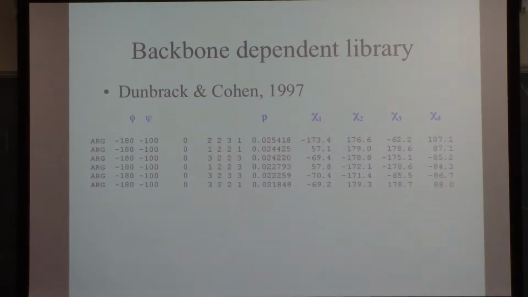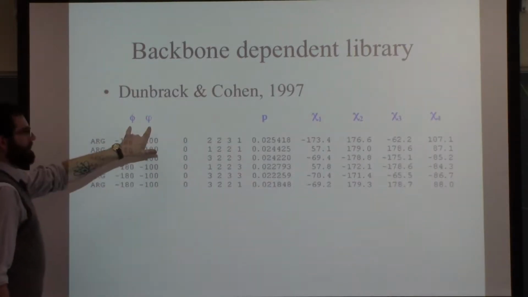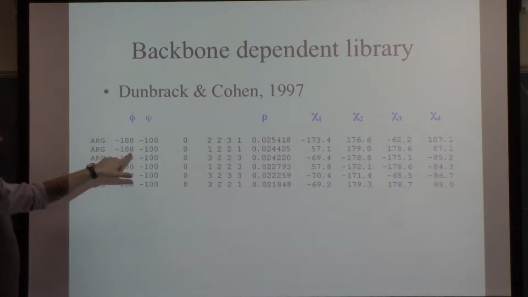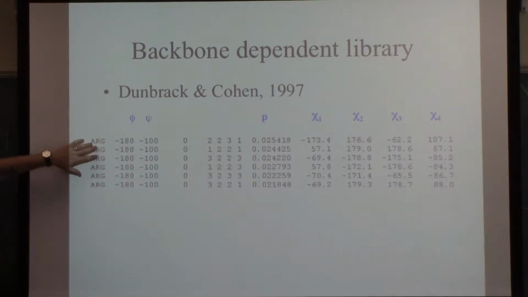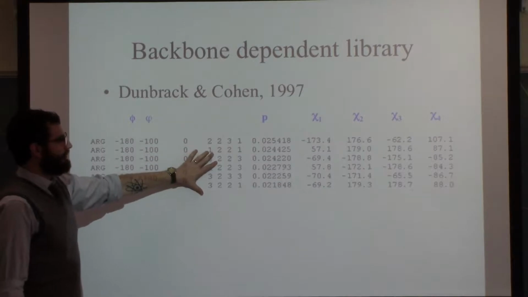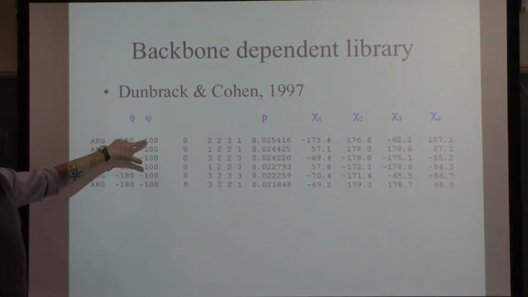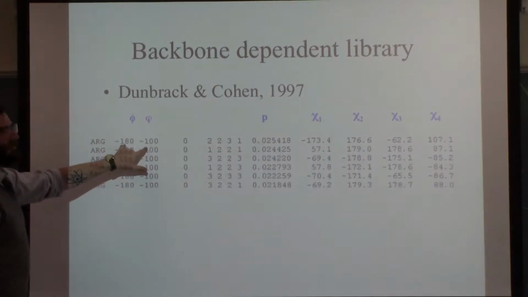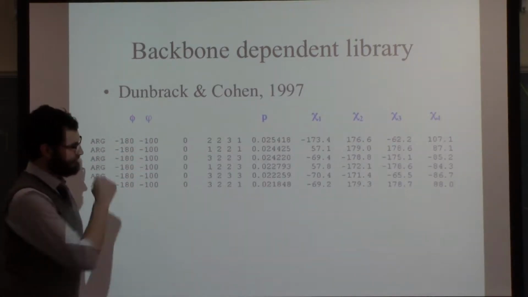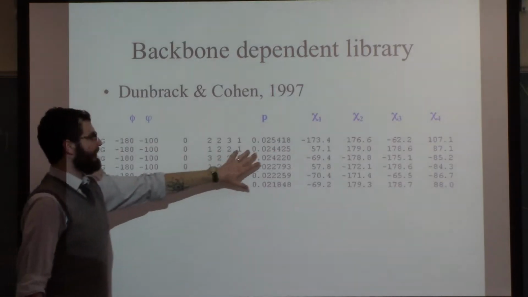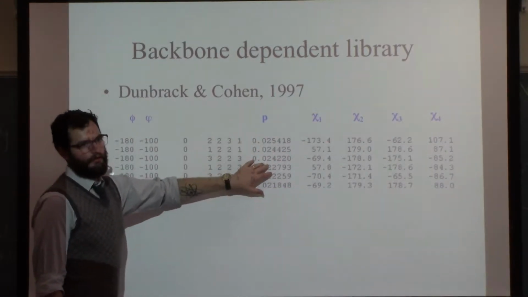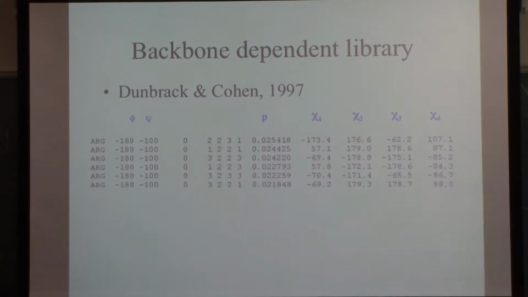And if we look at the backbone dependent version, there are these 2 extra terms for phi and psi. And you can see that every rotamer for a given side chain is being enumerated at each conformation, and I believe this has been in a 10 by 10 grid. So now you have an explicit probability stated for every backbone conformation.